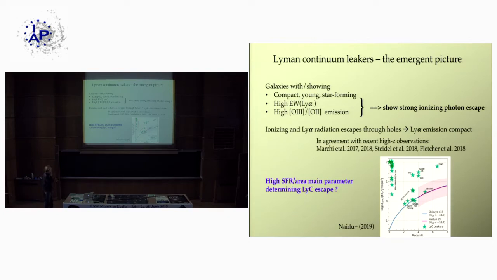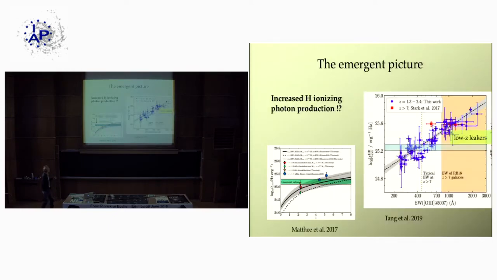There is a large HST program going on right now at this redshift here, spanning a very large range of physical parameters, different SFR surface areas, sigma SFR values, and different physical parameters. Hopefully we will know soon what are really the physical parameters which determine the escape of the ionizing photons.